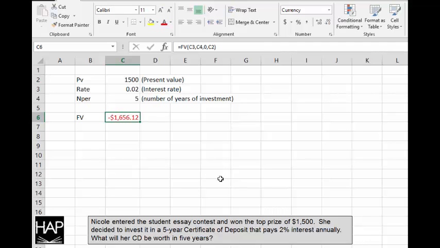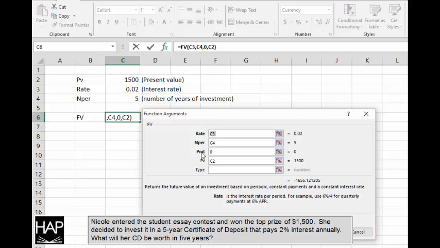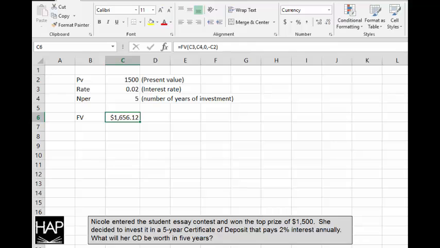$1,656.12. This number is showing up as a negative value because I did not put the present value in as a negative value. So the present value needs to be negative to demonstrate the cash outflow. So what I can do is go into the present value box here, place a negative in front of the cell number, and now it returns with a positive value for the future value. So it gave me the same number.